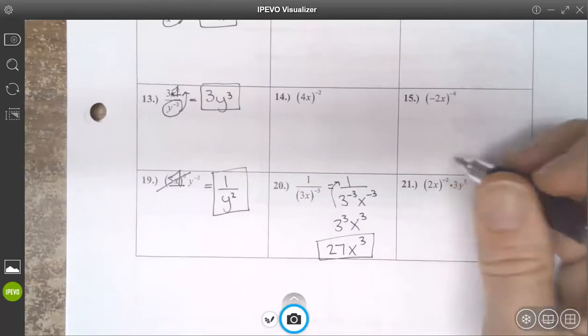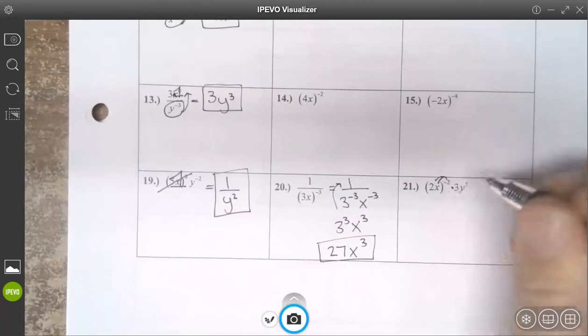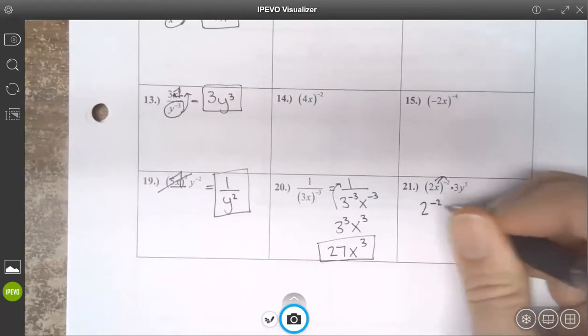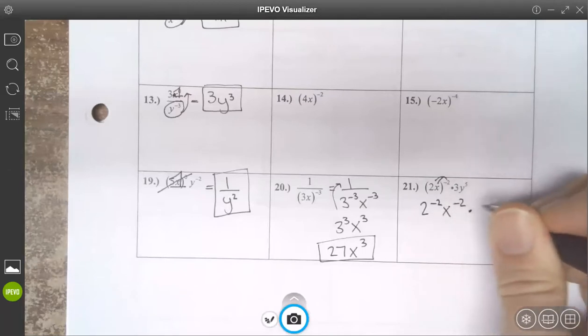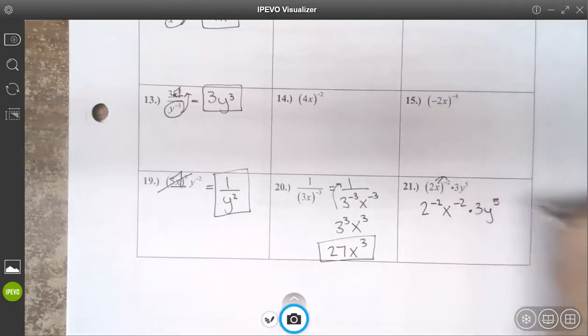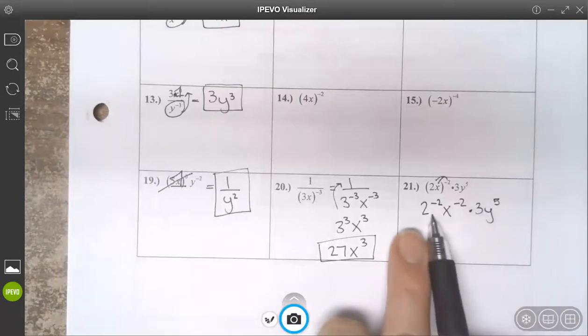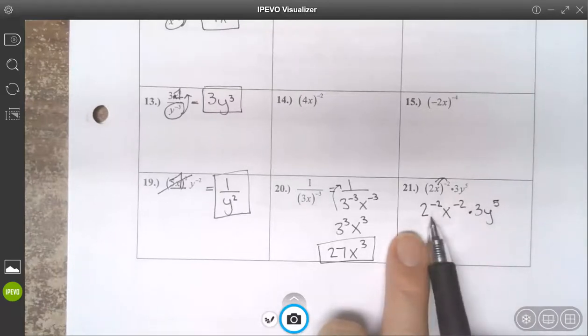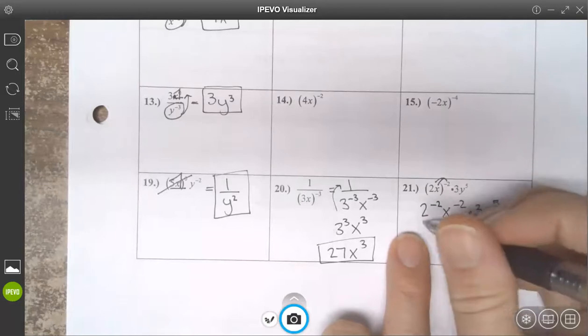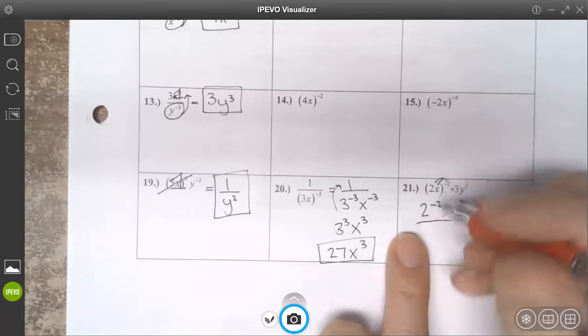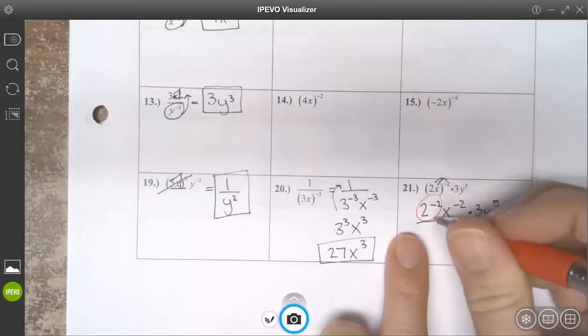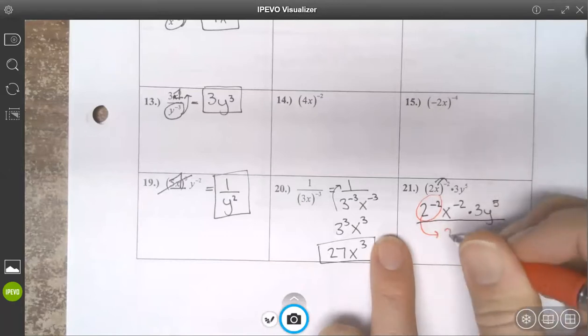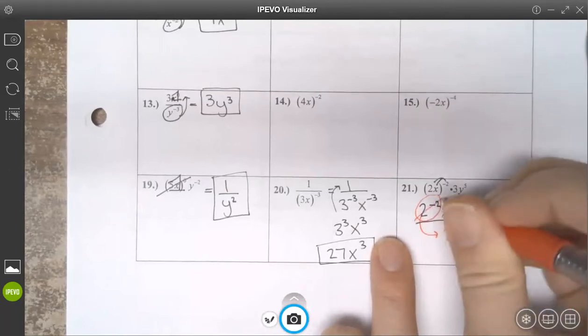On 21, this one gets trickier than it looks. So I bring in this -2. Now, what I cannot do is evaluate this and call this -4, and I see students doing that all the time. I have negative exponents. I never evaluate integers raised to a negative exponent. I need to move this to the denominator and make it 2 squared.